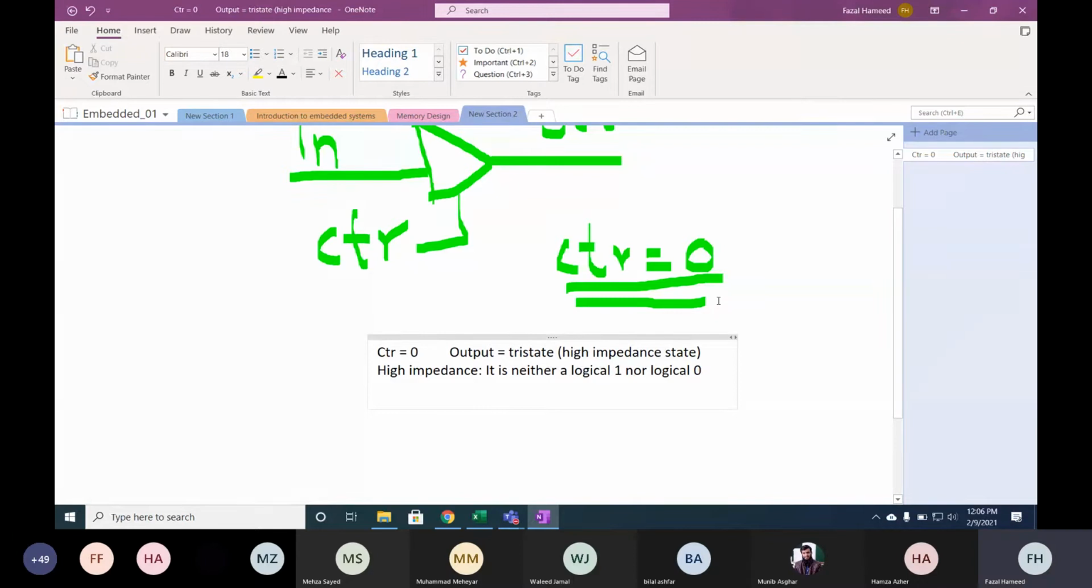You could also call it don't care? No, it's not a don't care. Don't care is a different thing. Don't care means it is either a logical one or a logical zero, but we ignore this value. Did you understand or not?